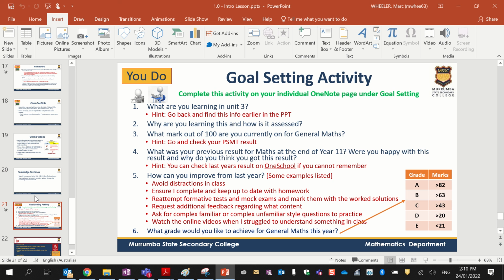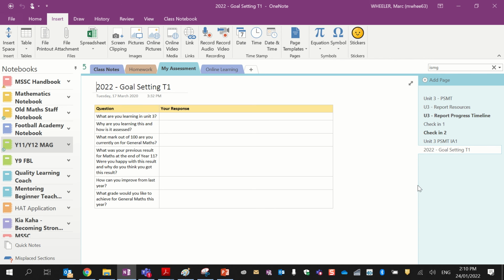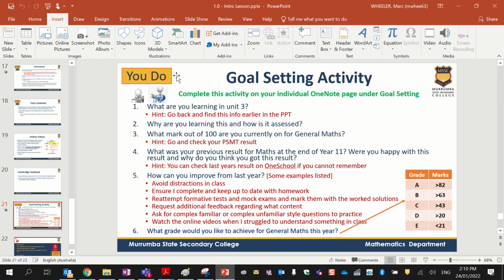The last thing you need to do for me now is complete some goal setting. You're going to complete this activity on your OneNote page under goal setting. So if I go back to my OneNote, here's my fake account. I'm on one of my students. If you click on the next tab down, the My Assessment tab, 2022 goal setting, the 6 questions are listed here. These are the same 6 questions from this PowerPoint. You're going to need to type your answers into the OneNote. So I'll let you look through those questions.